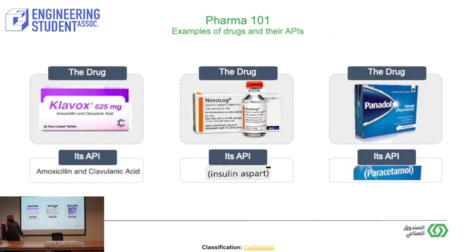Obviously everybody knows Panadol, its API is paracetamol. There's this other drug, for example insulin or amoxicillin. It's the API for Clavox. I think I'll leave it to my colleague from here. Shaib, if you can give a brief introduction about yourself and your experience.